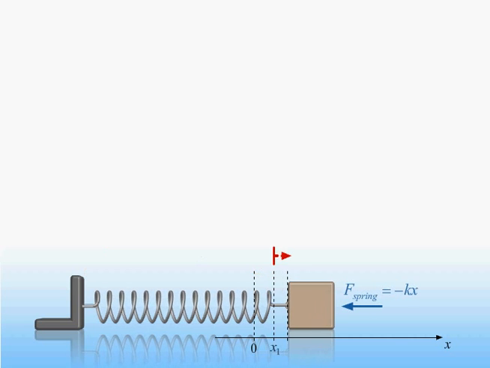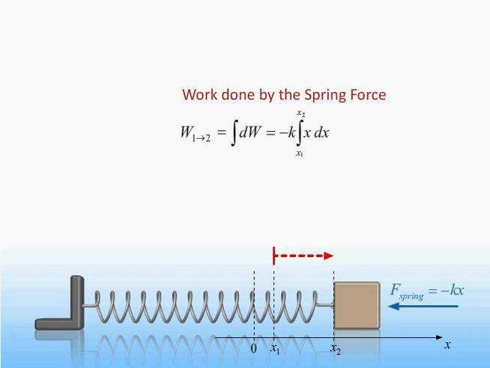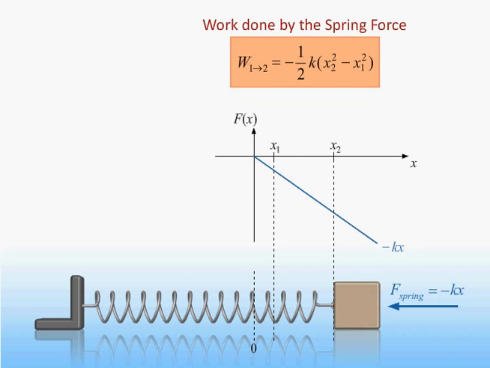As we move the object between two positions, x1 and x2, the force on the object clearly changes. Breaking the movement into tiny steps, we see that the work done by the spring along each step will depend on the position. To find the total work done, we need to integrate this expression between x1 and x2 and obtain the result shown. Here we see a plot of the force as a function of displacement as the spring is moved from x1 to x2. The area under the curve represents the work done by the force.